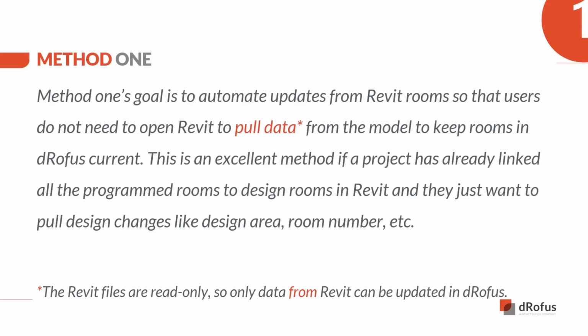If in the future the AEC data model from Autodesk provides the ability to write to those design files, we might be able to do a full sync. But in the case of syncing data, what we're really talking about is pulling the design data from Revit. So an example of that could be the design area, it could be room number, some of those things that you often find within Revit that you're pulling into dRofus. So think of method one as pulling data of rooms that are already linked.